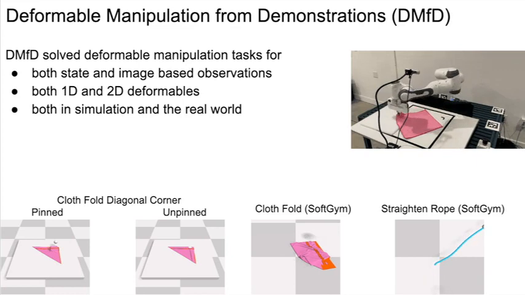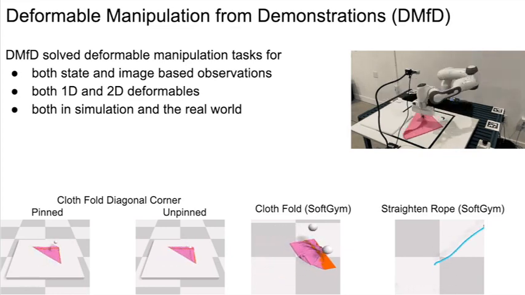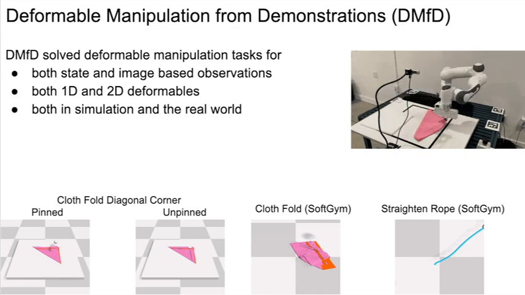We propose a new method, Deformable Manipulation from Demonstrations, or DMfD, for an agent to use experts' data while learning to solve deformable manipulation tasks. It is designed to work with state and image-based observations, with 1D and 2D deformables, and with simulation and real-world scenarios. Let us now look at the DMfD training pipeline.